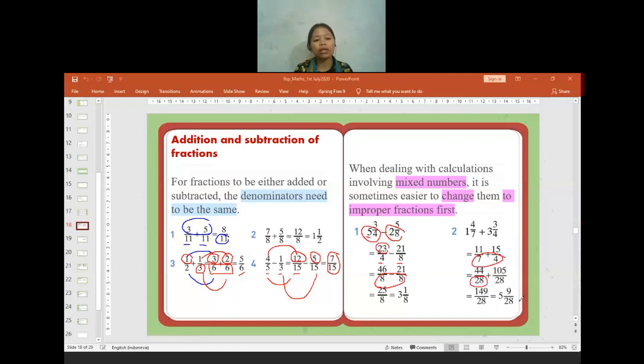And there is another way. You don't have to change all the numbers into improper fractions. You don't have to do that. You can do it one by one. So you focus on the whole number and also the fraction.